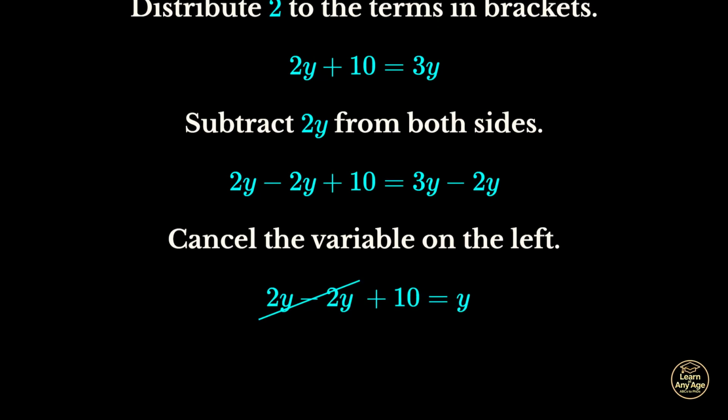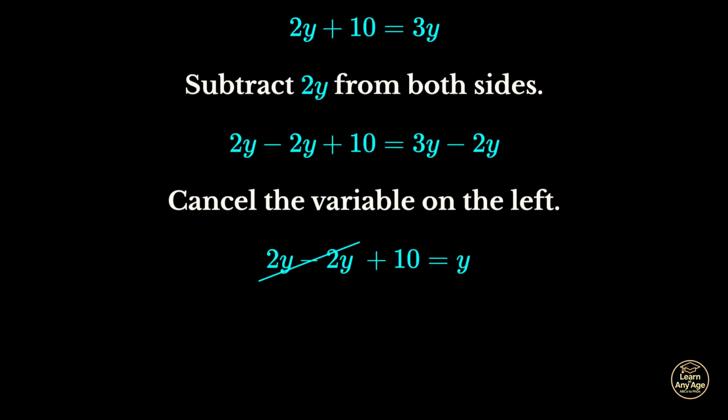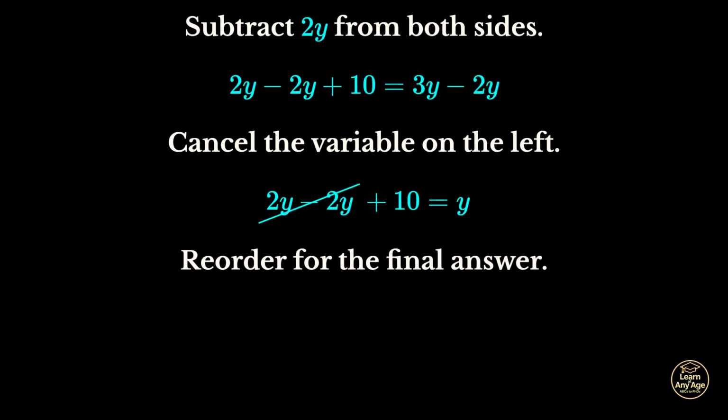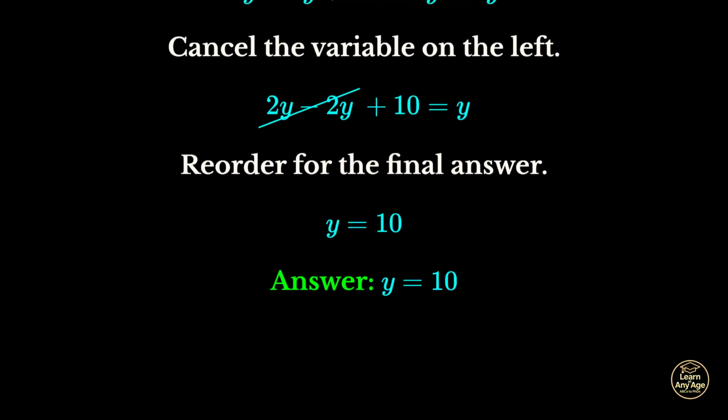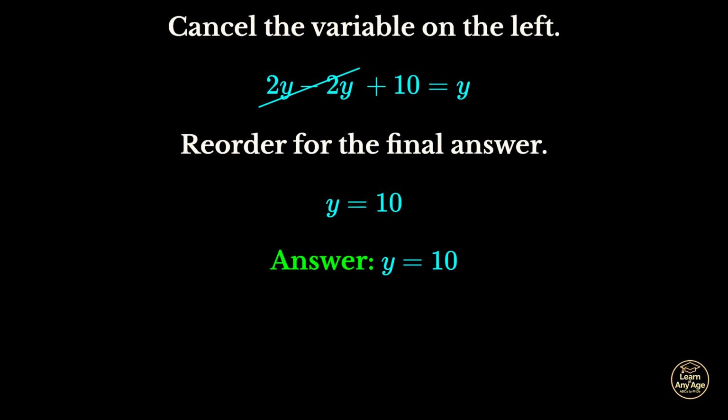Cancel the variable on the left. 2y minus 2y cancelled out plus 10 equals y. Reorder for the final answer. y equals 10. Answer, y equals 10.